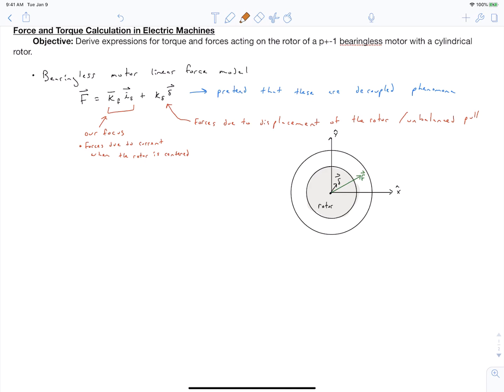We consider the forces that are due to current for when our rotor is centered. When our rotor is centered, we have no forces on it if there's no current. But if we flow current in the suspension winding, we create forces. And so what we're going to do in this video is derive the conditions on that suspension winding, how we design that suspension winding in order to create forces. And the end result is these conditions as well as what the force expressions end up being.